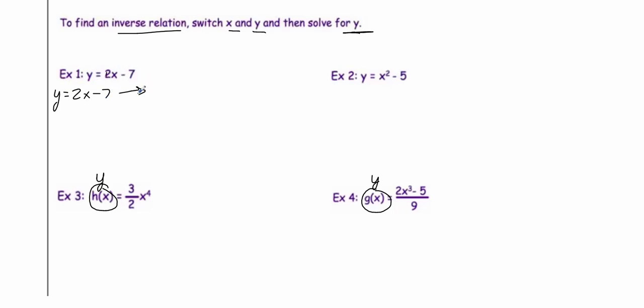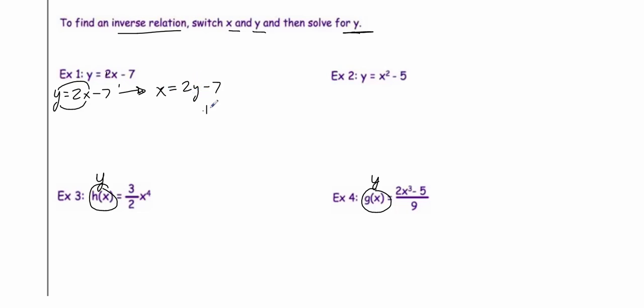Then I'm going to make an arrow saying, okay, now I'm going to switch. You don't have to say switch, but this arrow to me means switch. So x equals 2y minus 7. All I did was take the y and put it in, just move them, okay?